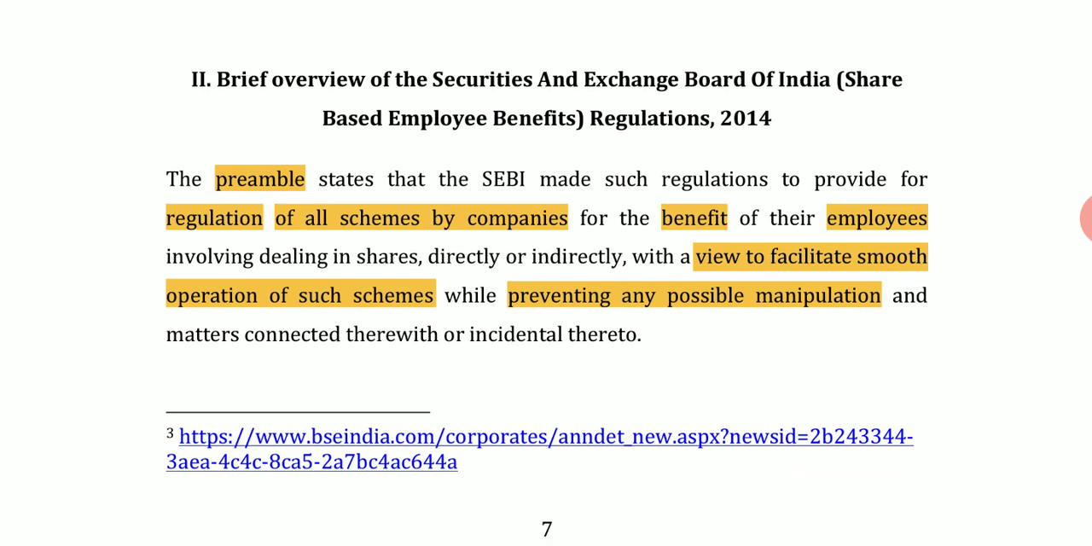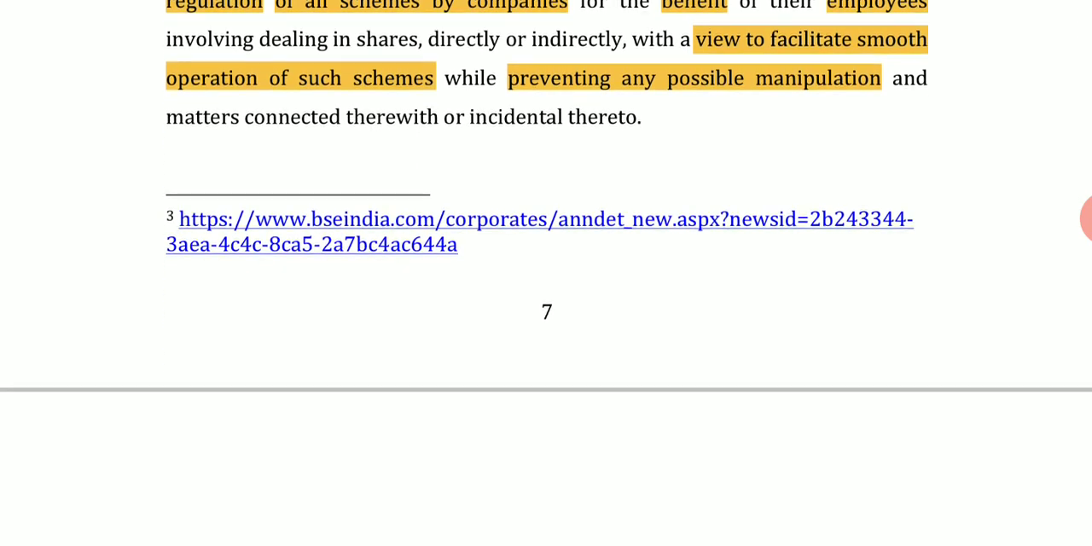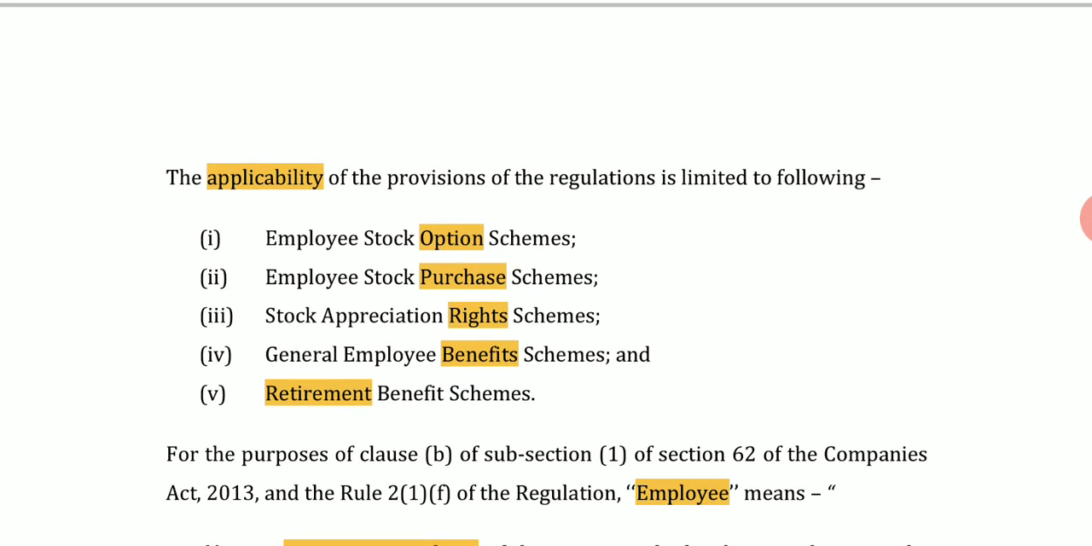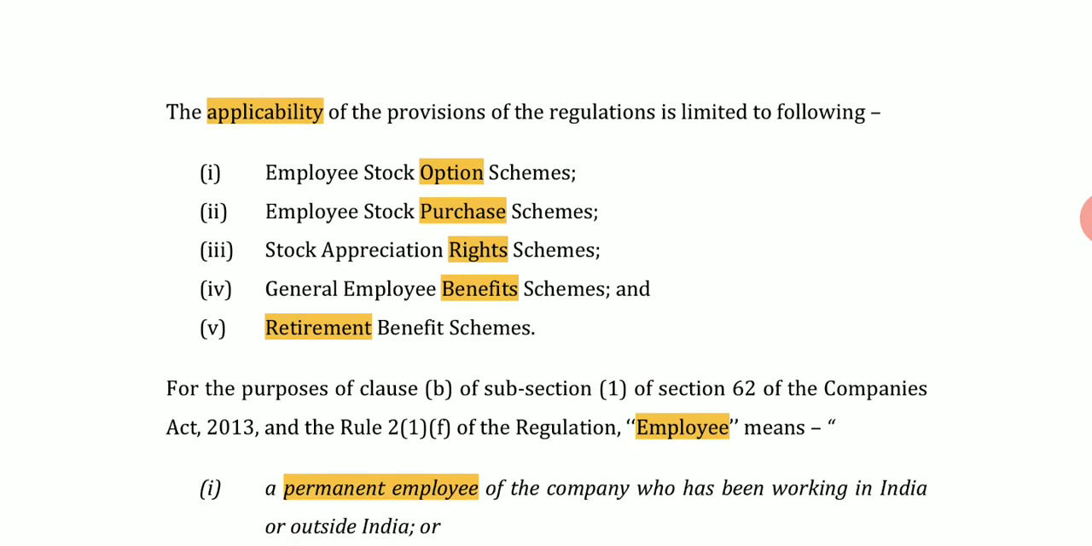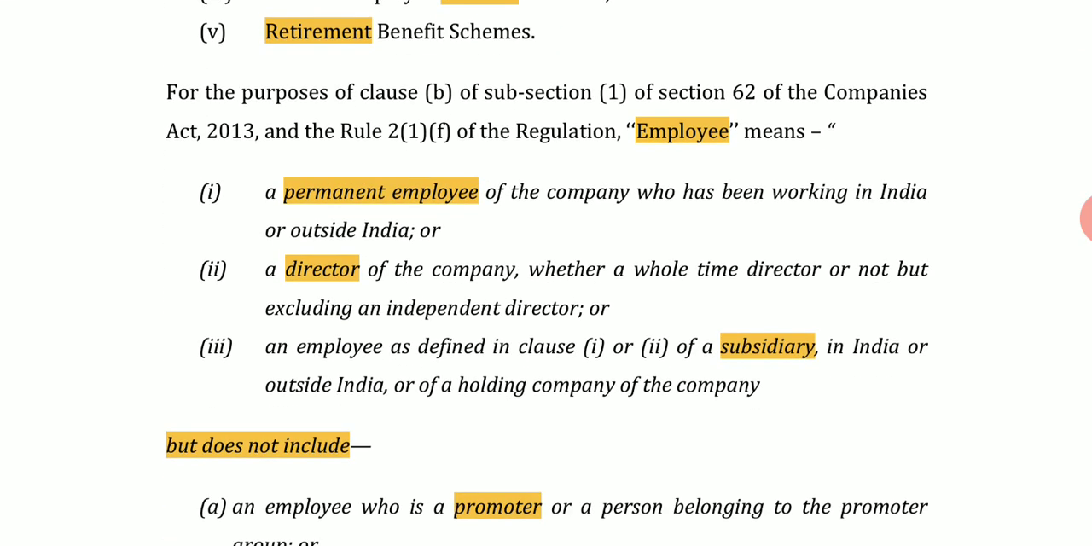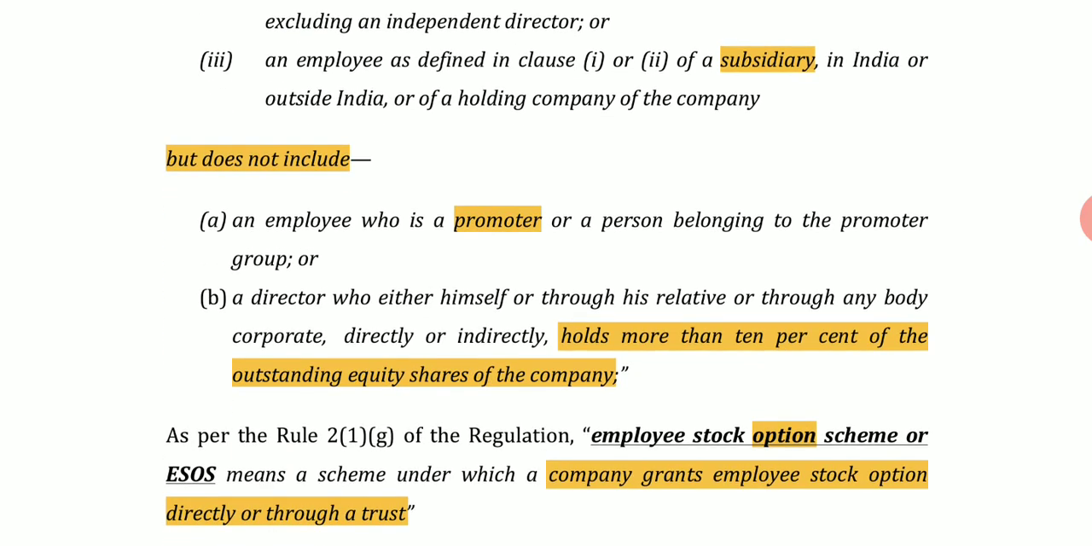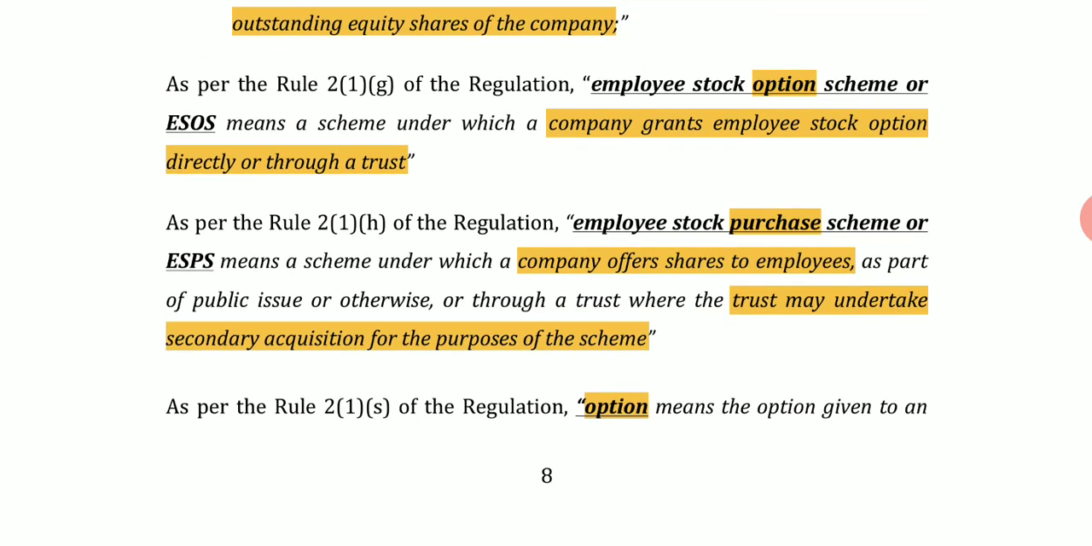Now, if we look at the brief overview of this regulation, the preamble itself says that this regulation is for the benefit of the employees, with a view to facilitate smooth operation of such schemes while preventing any possible manipulation. Preventing possible manipulation is important because you may think of a scenario where things can be manipulated. We'll come to that later in the paper, so leave it for the later part. These are the different benefit schemes that I had mentioned earlier. The definition of the employee is not that important.